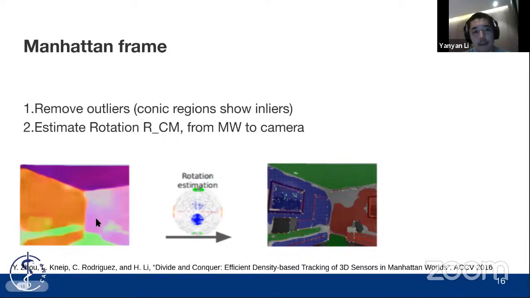You can see for the sofa and floor, since the surfaces are parallel, they are in the same color. But in some edge regions, like this part, it's not very accurate, right? So based on this mean shift clustering process, we can remove those pixels, right?